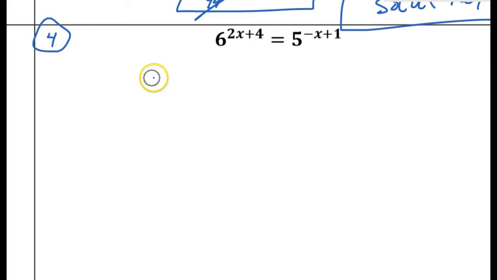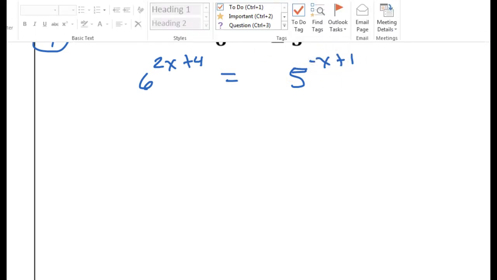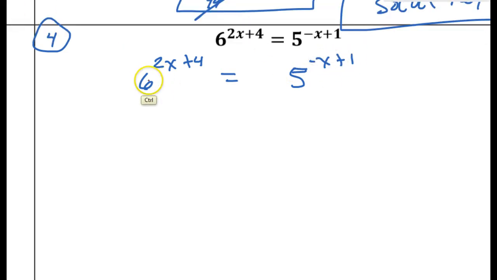All right, let's do one more example. First, I'm just going to spread out the problem a little bit. So we have 6 to the 2x plus 4 power is equal to 5 to the negative x plus 1 power. So again, since the bases are not the same and they can't be made into the same thing, I'm just going to take the natural log of both sides of the equation. So then I can use the power rule, which tells me that I can take the exponent and move it to the front of the log.